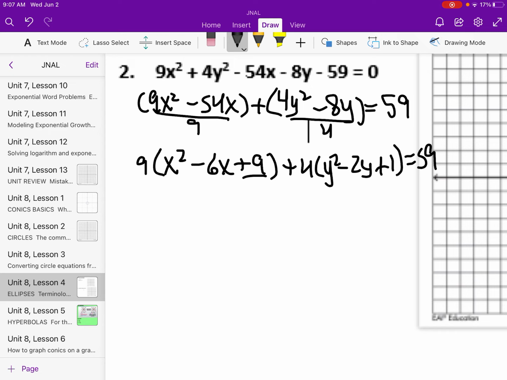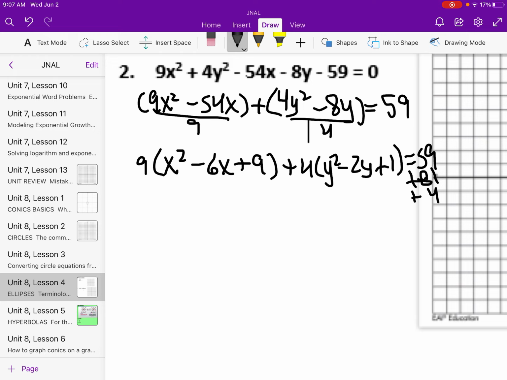Now we need to add things to 59. That would be our 9 and 1, but be careful, because we divided out a 9 and 4, we actually have to multiply that. So we need to do 9 times 9. You need to add 81. 4 times 1. Add 4. So we have 59 plus 81 plus 4. That's 144. That's the number we like to see, because that is a perfect square.